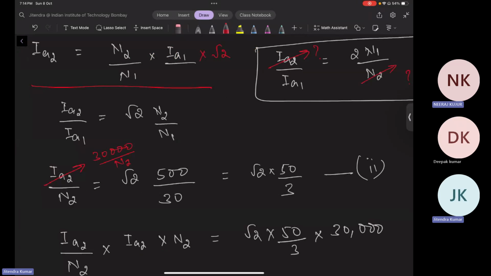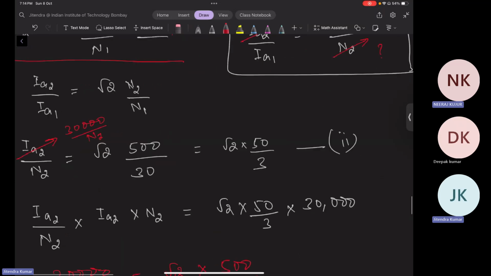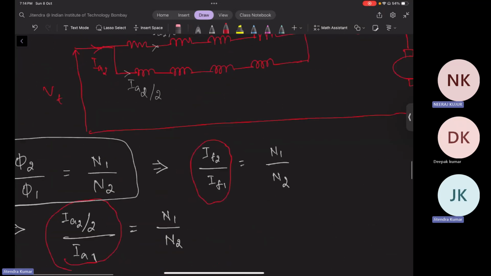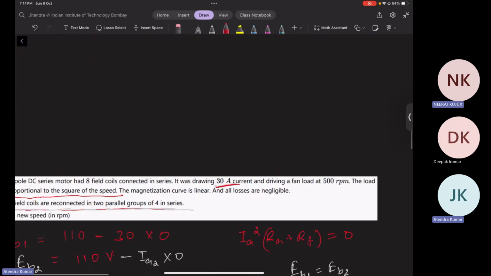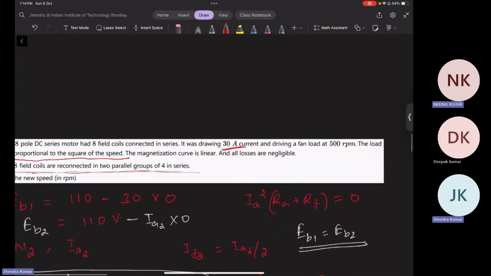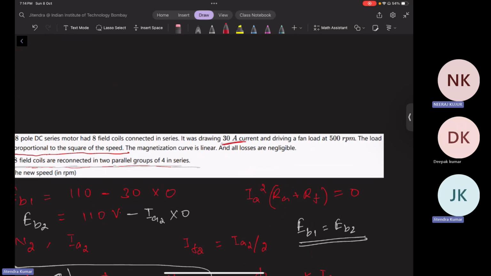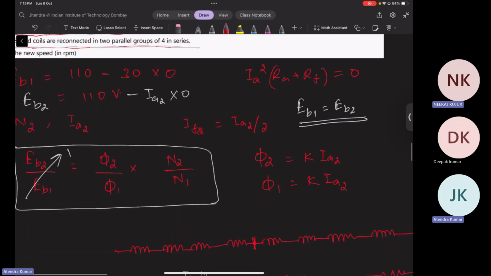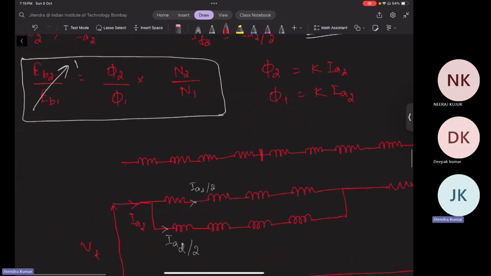Sir, I have one idea. The question never states that torque is changing. The only change is that we have changed the arrangement of field coils. So let us assume that the torque is the same and use the torque equation K phi IA. And EB is also the same, sir. From this condition we ended up with the 30,000 value, right?